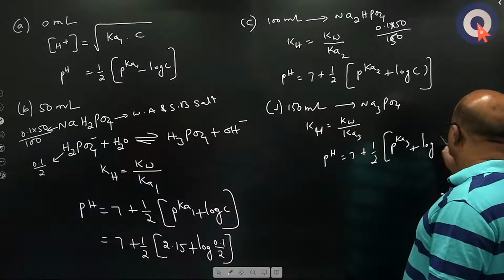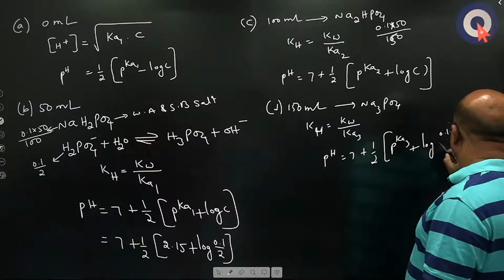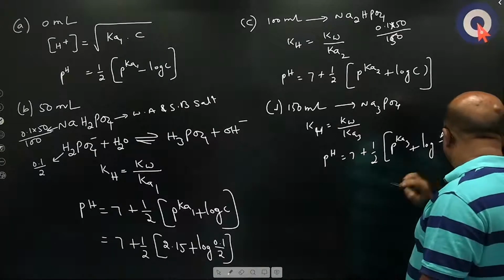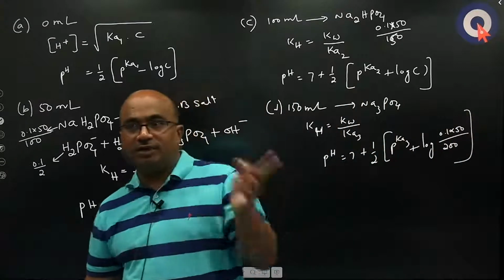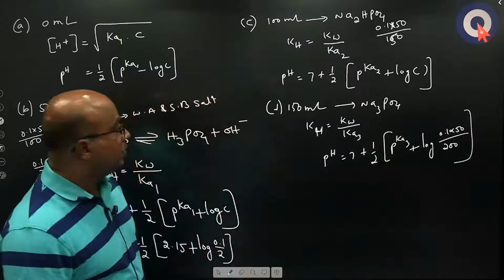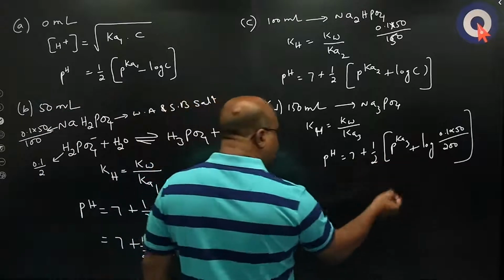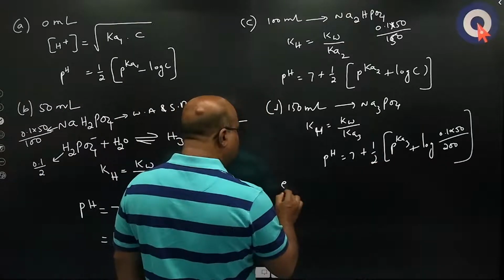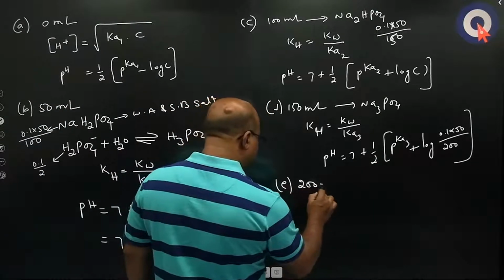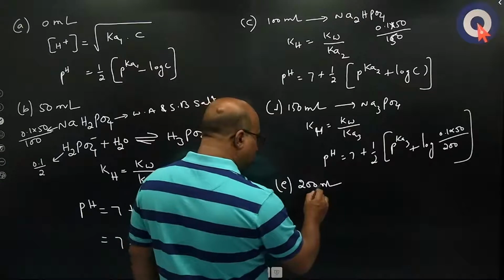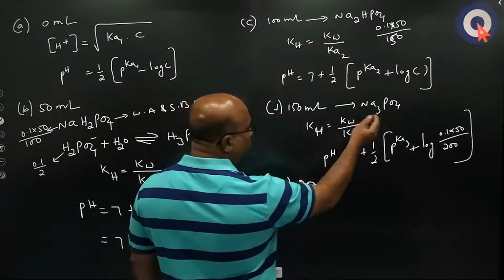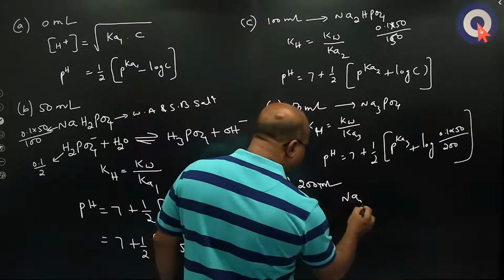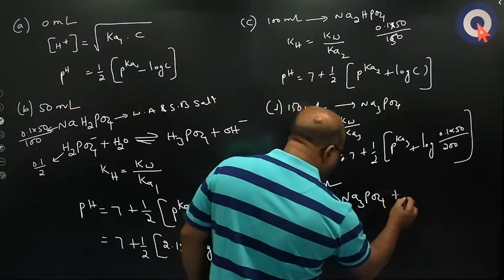What is log of C? 0.1 into 50 by 200 in this case. 150 and 50. So we can even calculate pH. When it is E, when 200 ml is ours, the pH will be, or even though you have Na3PO4, you have NaOH.